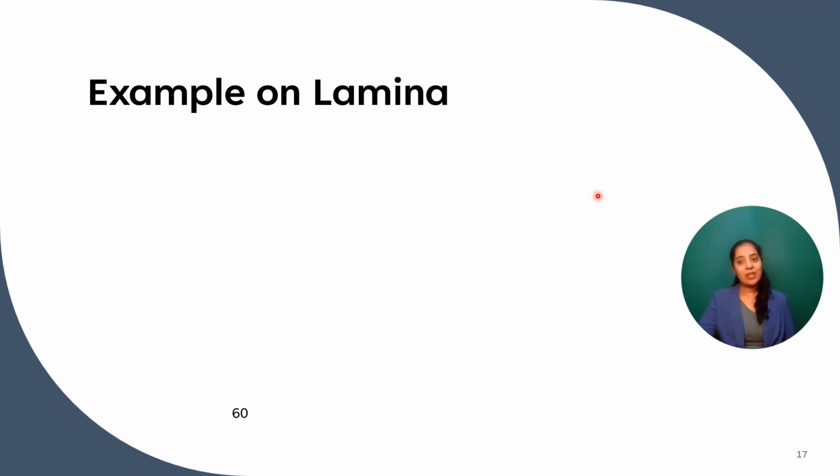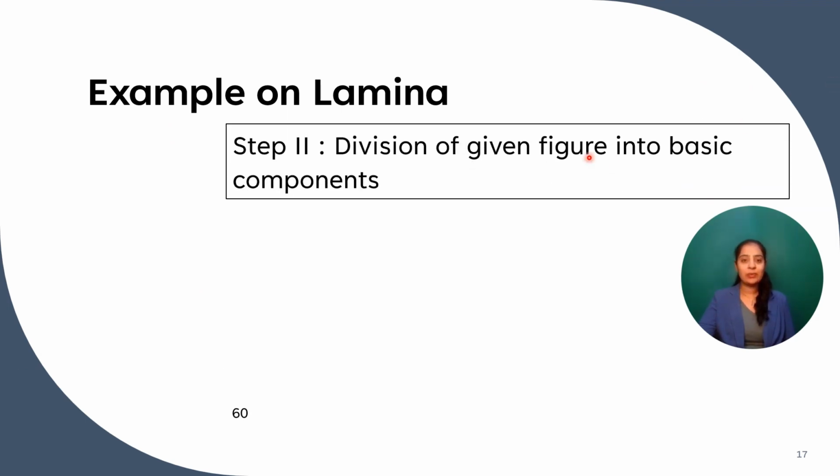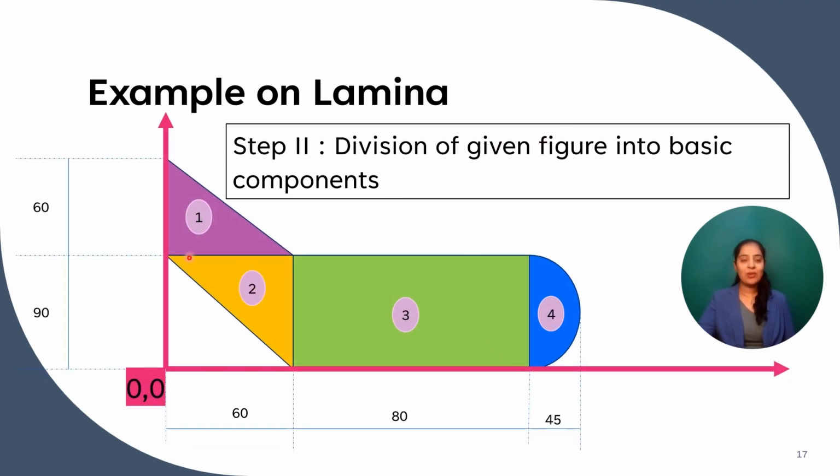Now, step 2. We have to divide the given figure into basic components. Let's do that. So, we have divided it into 4 basic components. First is this purple triangle, then this yellow triangle, third is the rectangle, and fourth is a semicircle.